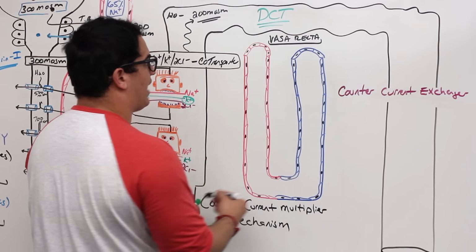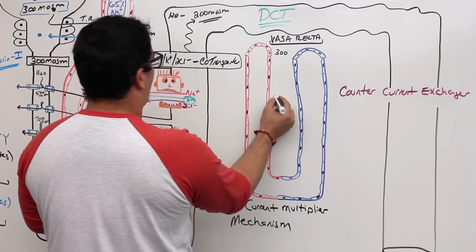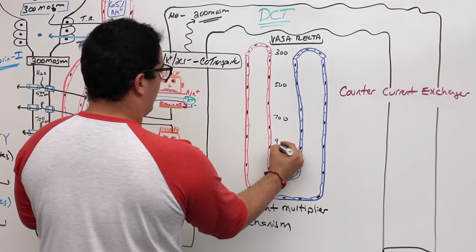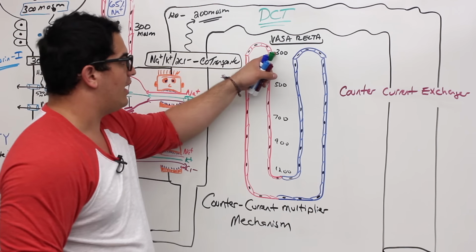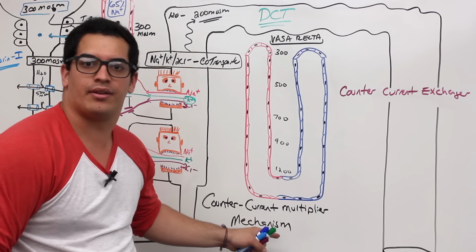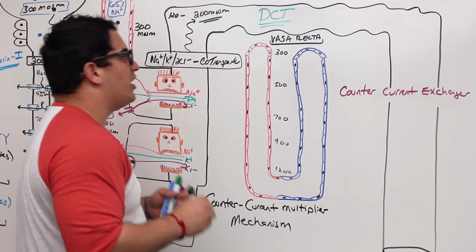What was it as we were moving down? Let's assume that it was about 300 right here. Then as we moved down, it went to about 500. Then as we go down a little bit more, it went to 700. Then it went to 900, and then it goes to about 1,200, right? So that's our renal medulla. That's the medullary interstitial gradient, right? The plasma osmolarity gradient. So, you know, blood flow through the VasoRecta is really, really sluggish.